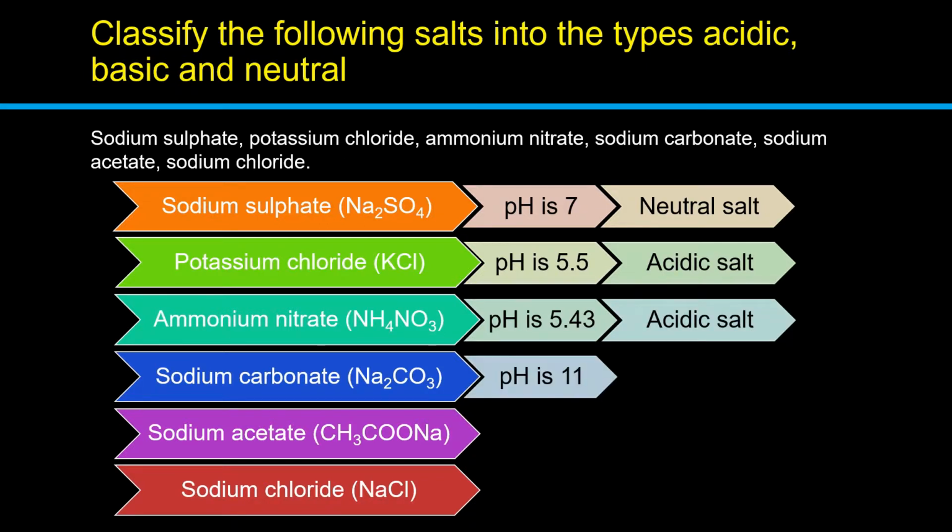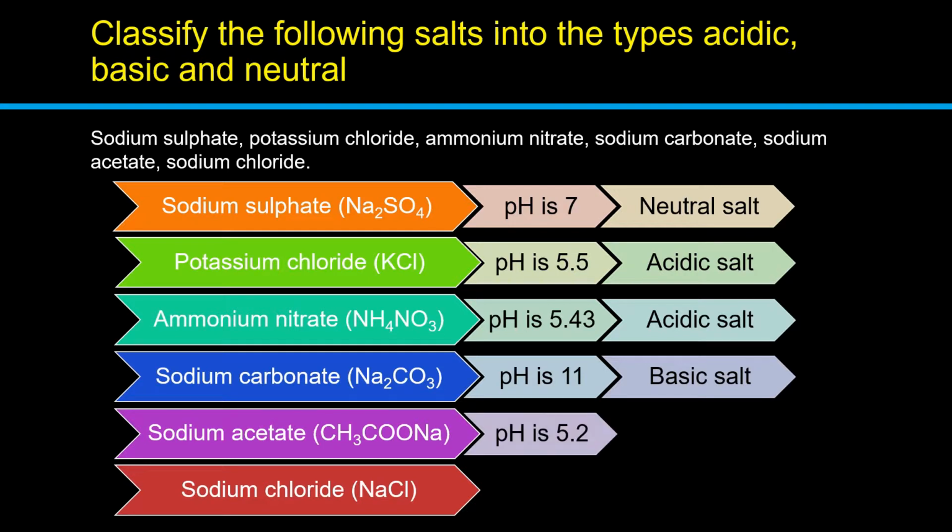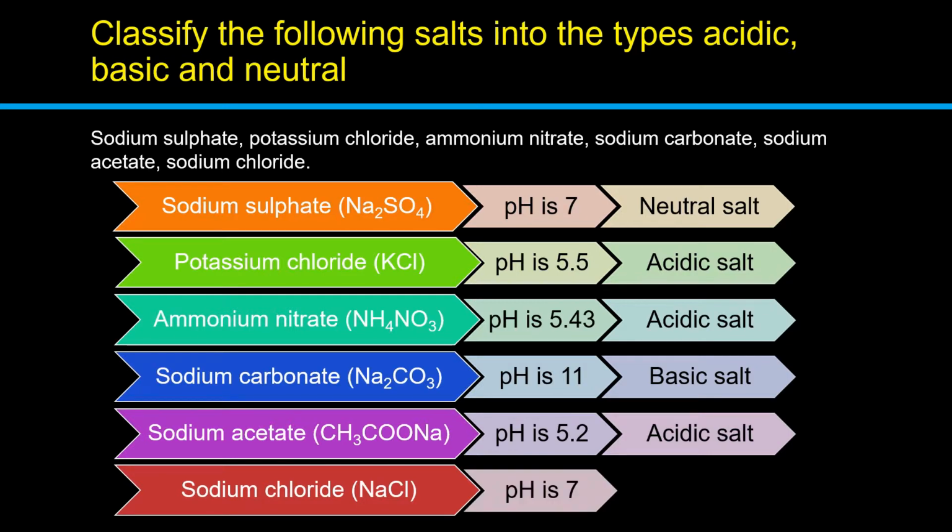Sodium carbonate, the pH is 11. It is greater than 7. So, it is a basic salt. Sodium acetate, the pH is 5.2. Yes, it is an acidic salt. And sodium chloride, the pH is 7. So, it is a neutral salt.